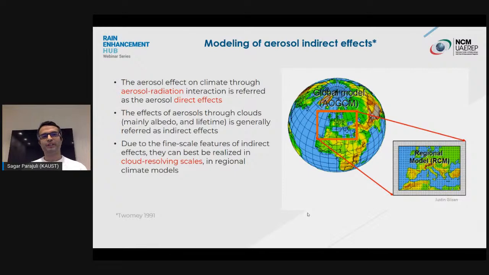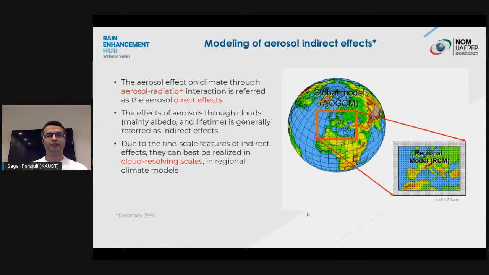Now, to be more specific about aerosol indirect effects, the direct effect is understood for a long time. The aerosol effect on climate through aerosol radiation interaction is referred to as the aerosol direct effect. Many people know about this. There has been a lot of research on this topic, and it is one of the well understood aspects of aerosol climate interaction. However, the effect of aerosols through clouds, mainly albedo and lifetime, is generally referred to as indirect effects.